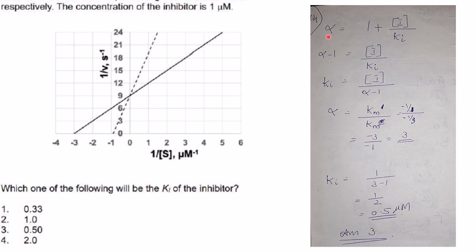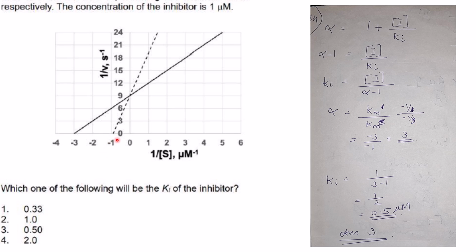We know the formula, that is alpha is equal to 1 plus concentration of I by Ki. So alpha minus 1 is equal to I by Ki, or Ki is equal to concentration of I by alpha minus 1. Now what is this alpha? Alpha is Km dash by Km.